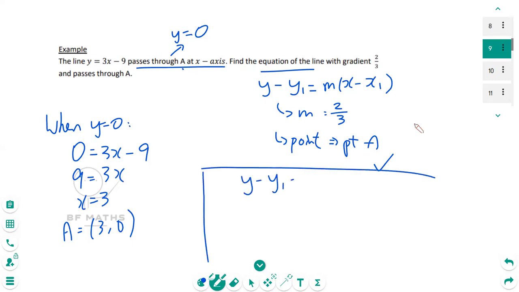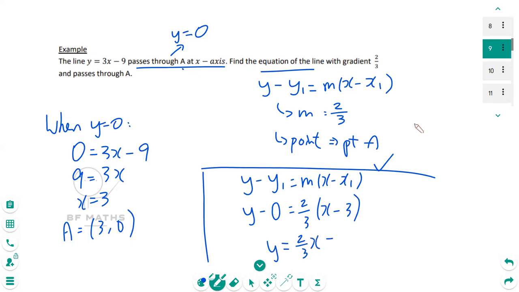y minus y1 equals m times (x minus x1). So y minus 0 equals 2/3 of (x minus 3). Expand the bracket: 2/3 of x, then 2/3 times 3, yep, minus 2. We can leave it like this. The question didn't ask for any other form, so it's just y equals 2/3 of x minus 2.